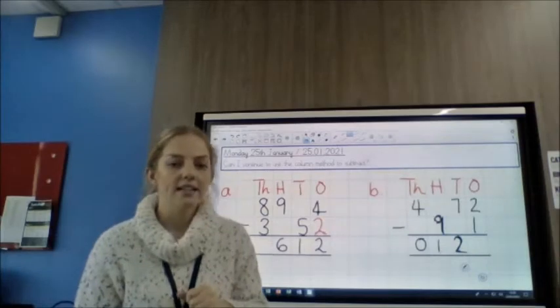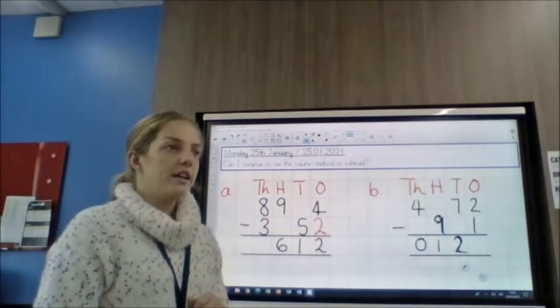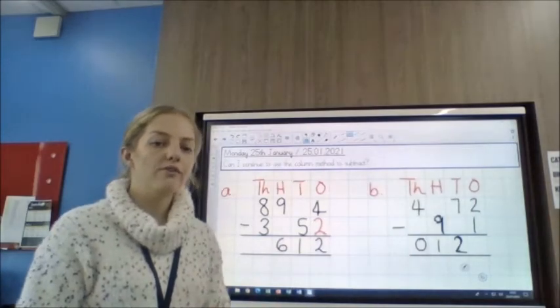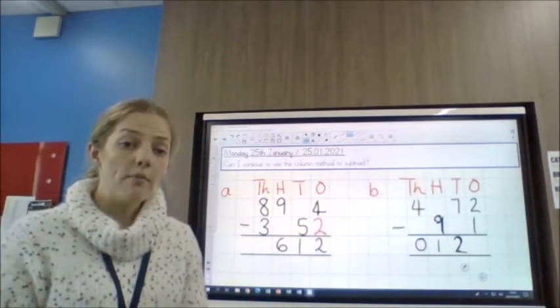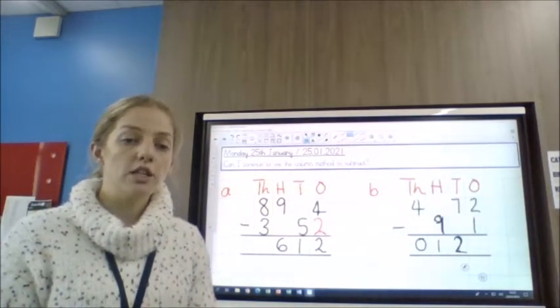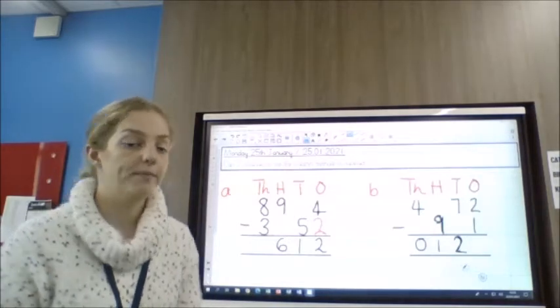Now in my tens, I've got the number 5 and my answer is 1. Now I know that 1 more than 5 is 6. So that must mean that the number in my tens column is going to be 6, because 6 take away 5 is 1.